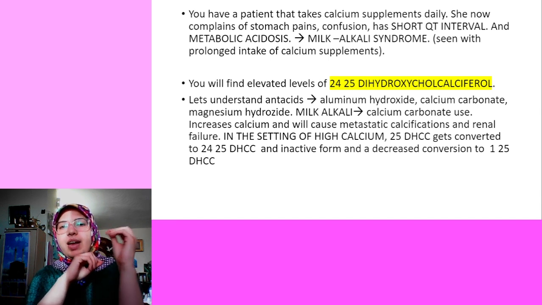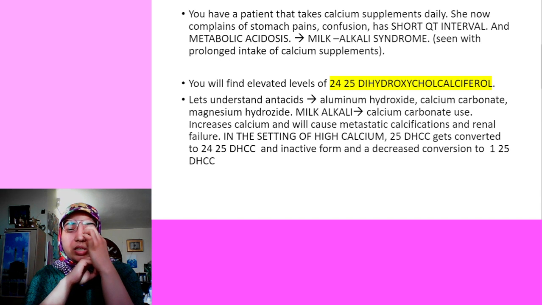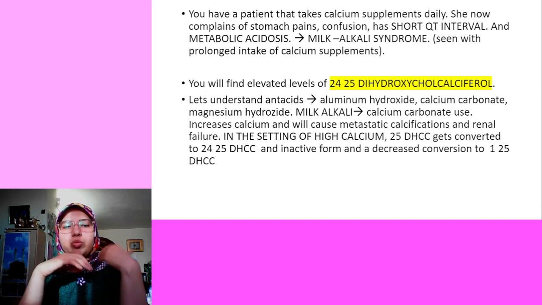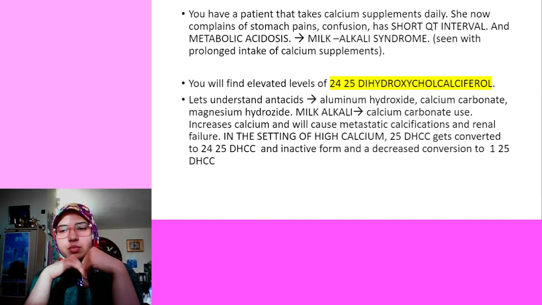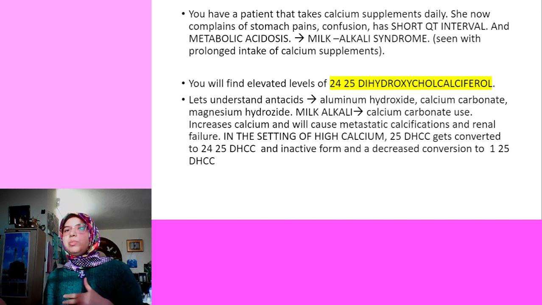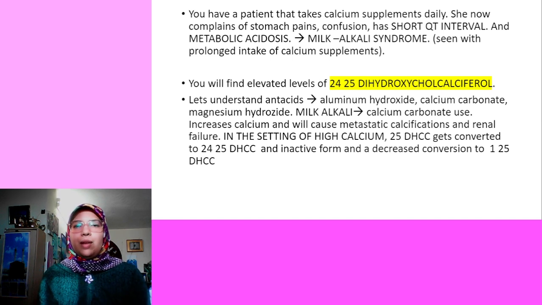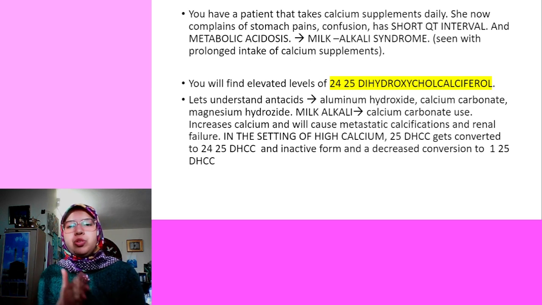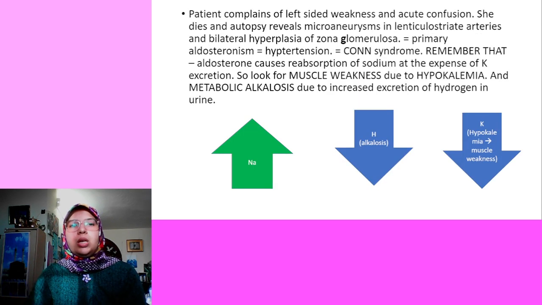In the setting of very high calcium, 25-DHCC gets converted to an inactive form called 24,25-DHCC, along with decreased conversion to 1,25-DHCC, because I don't want the effects of vitamin D. I already have hypercalcemia. I don't need vitamin D to produce even more, so I'm just turning it into an inactive form, which is the 24,25-dihydroxycholecalciferol.